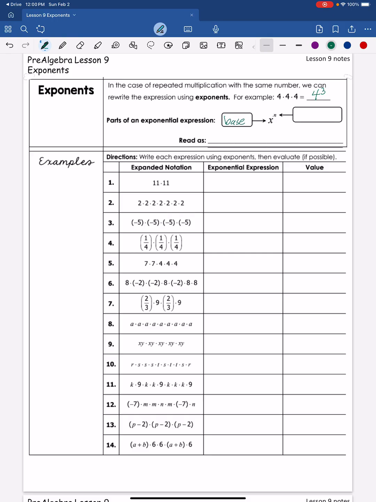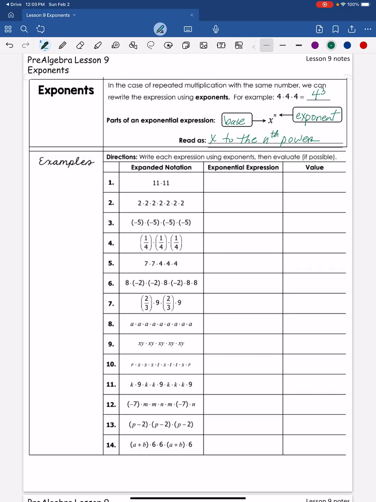And of course, the n, or the number exponent, would go up to the right. Okay, when we read this, we would say x to the nth power. So depending on what n is, if n is a 2, we can say squared. If it is a 3, we can say cubed. Otherwise, we say to like the 6th power or to the 11th power or something like that.